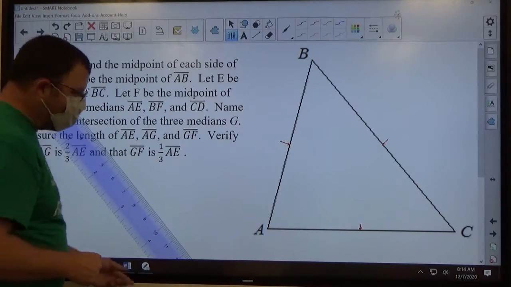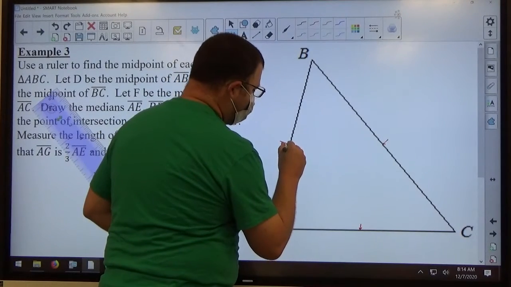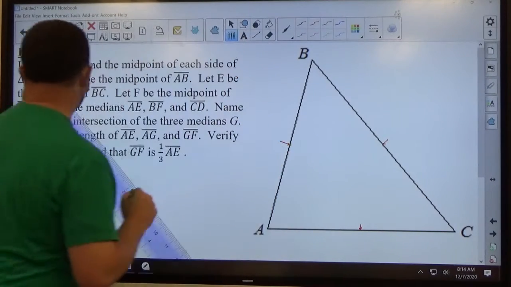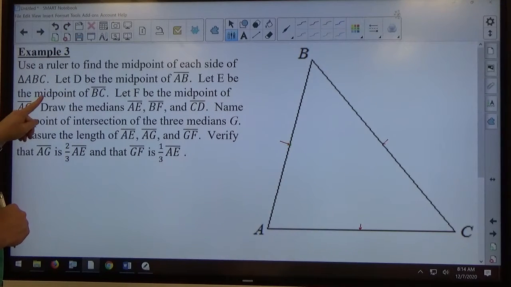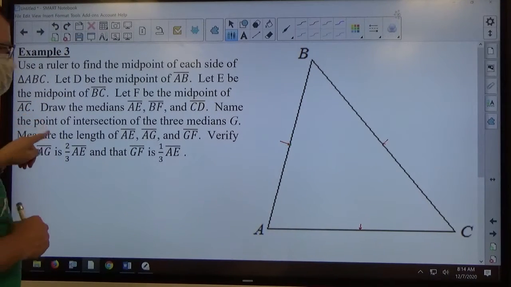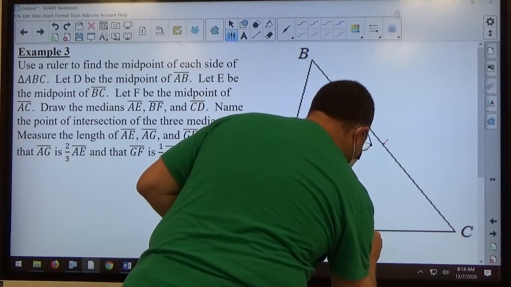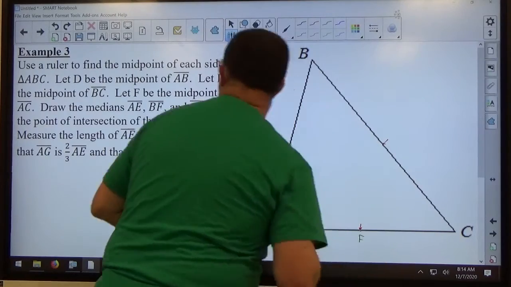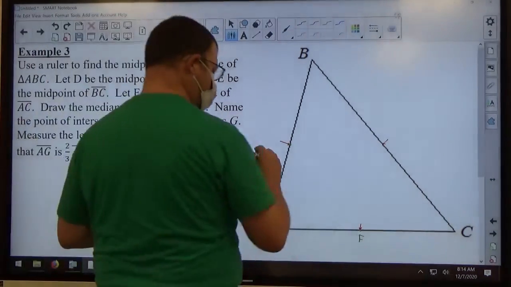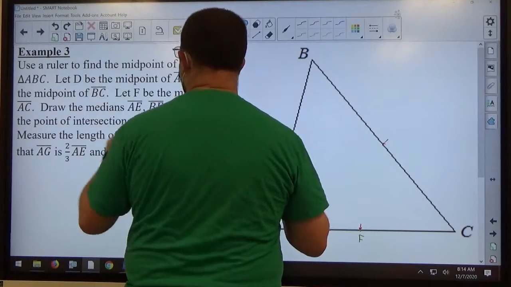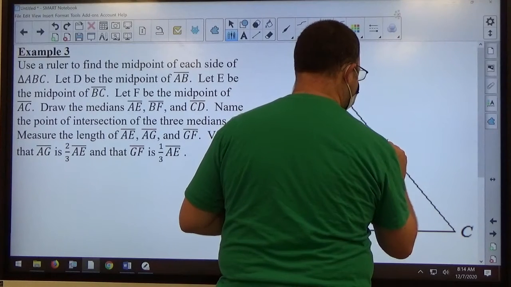But so if I put a dot at each of these locations, so a dot here, a point here, that's the midpoint, and we're going to call that, let's see, let F be the midpoint of AC. This is point F. Let D be the midpoint of AB, so this is D. Let E be the midpoint of BC, that'd be this point right here.